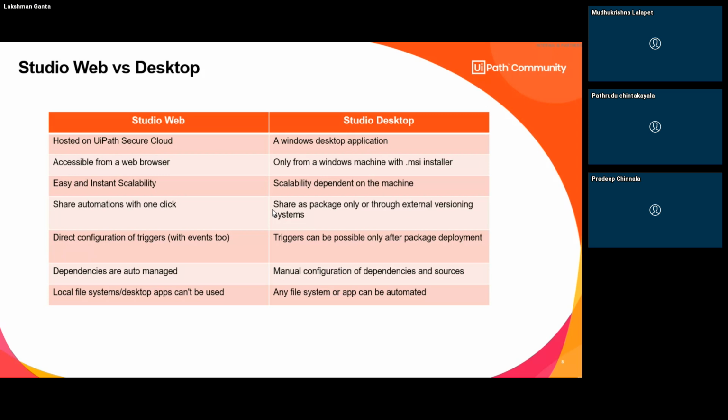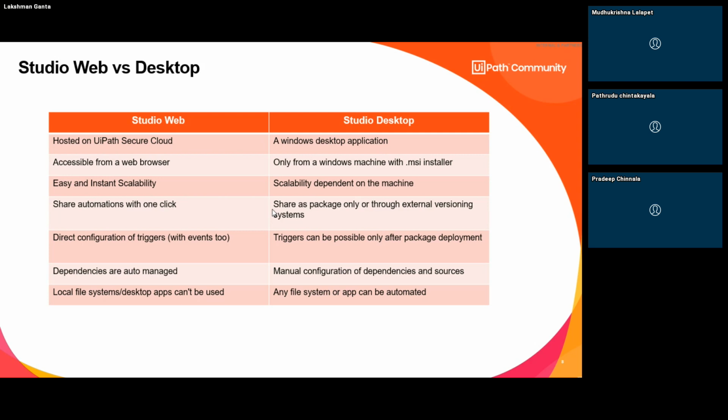Coming to the next one, studio web and desktop. Here let me explain the difference between studio web and desktop. Studio web will be hosted on the UiPath secure cloud. As I mentioned, we can directly access studio web from the cloud orchestrator, whereas studio desktop should be installed, an .msi or .exe file should be installed in our system, then only we can access the studio desktop application.